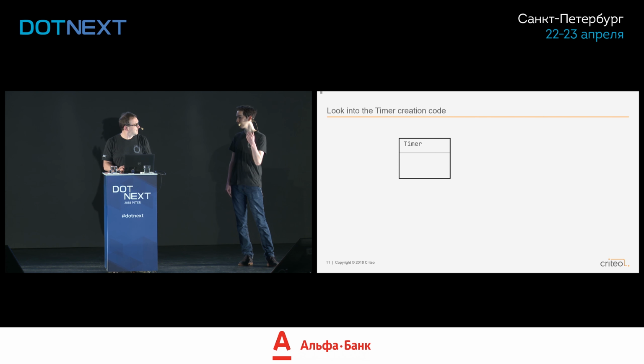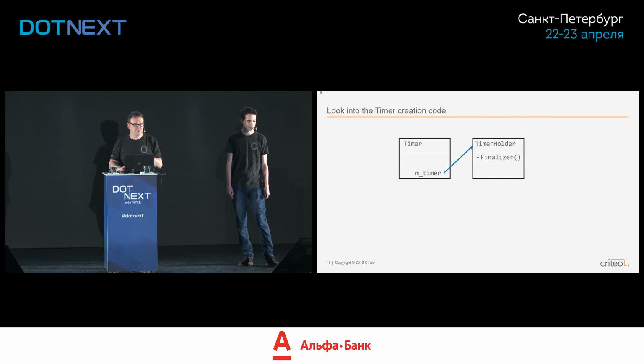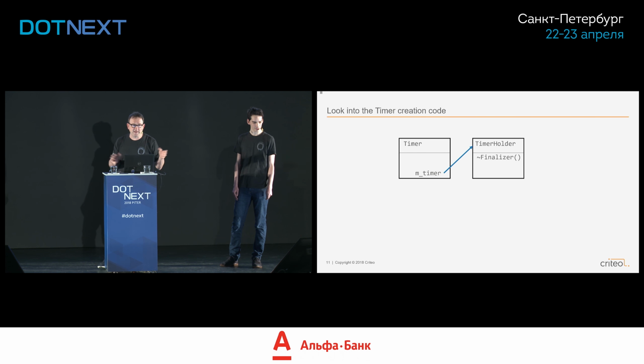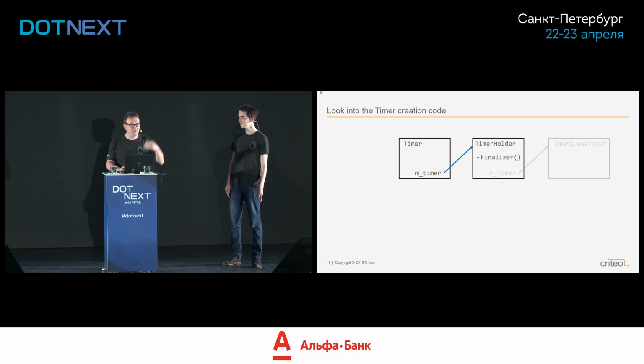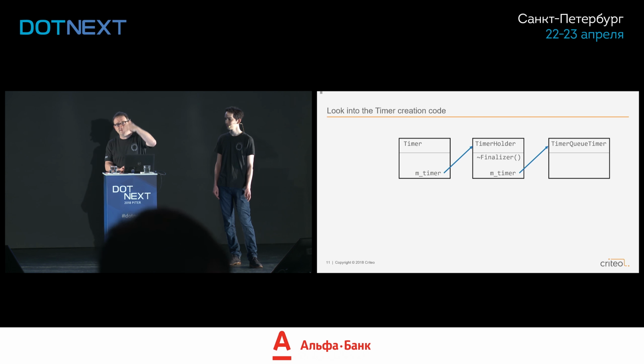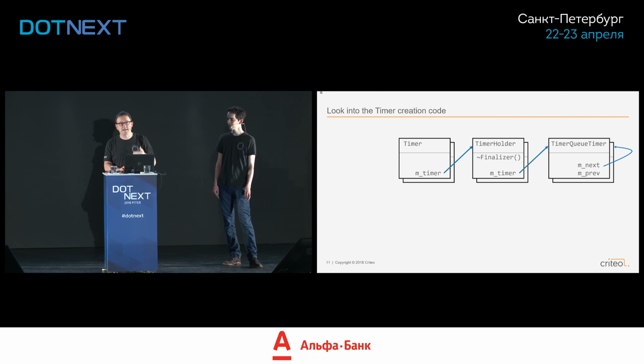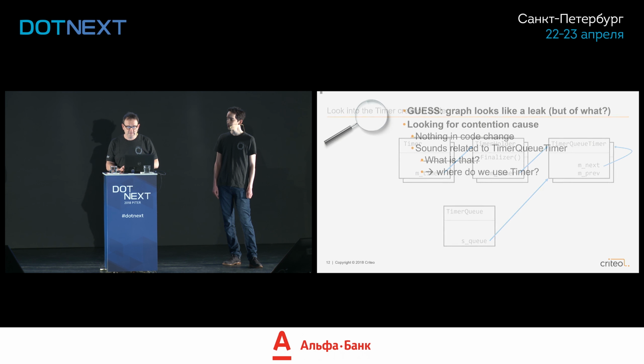Because I like code, but sometimes it's good to have a picture to see the right relationship. So when you create a timer, you get a field that references a timer holder. The timer holder implements the finalization to ensure that even a loose developer will be taken care of, removing the timer. The timer holder references the timer QTimer. The timer QTimer is a linked list, and the linked list is managed by the timer QType of the base class library. Okay? Okay. So where are we?